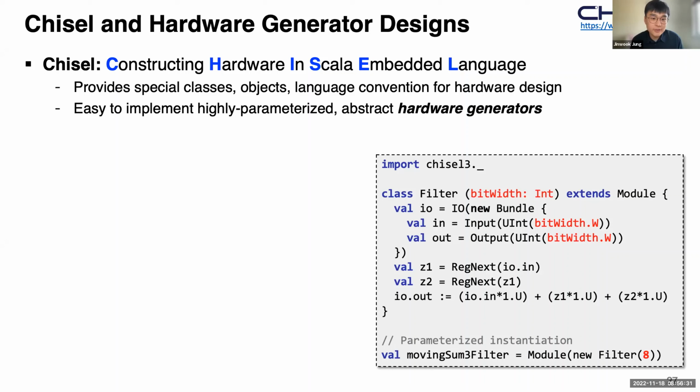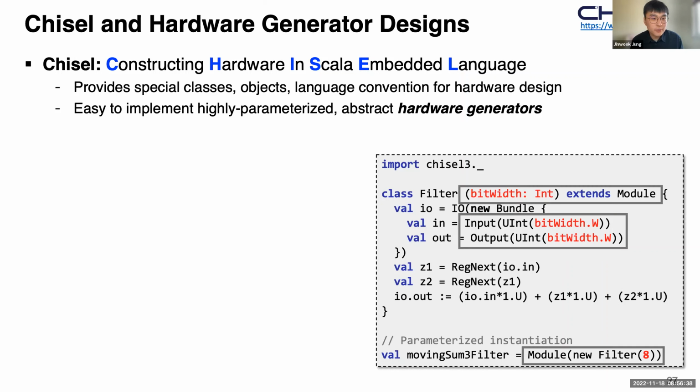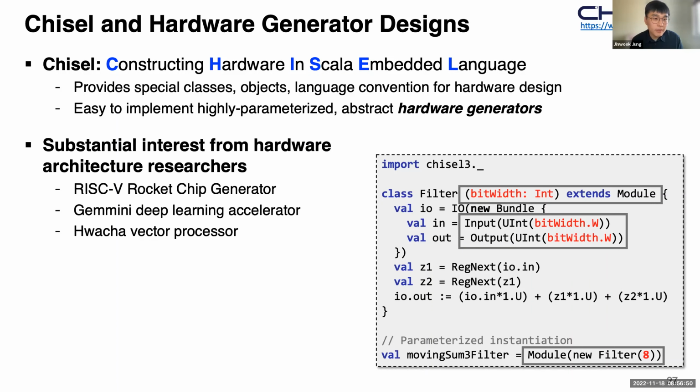The syntax itself is just pure Scala because it's built on top of Scala. And you can see here that Chisel supports some configurable class definitions with inheritance. In this way, Chisel supports highly configurable hardware generation in a very efficient manner. And because of this efficient and highly configurable generation, Chisel has been attracting substantial interest from hardware architecture researchers who want fast and agile architectural exploration.